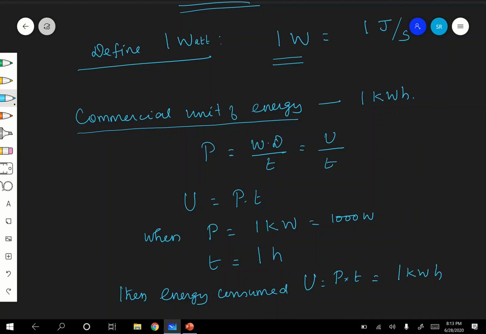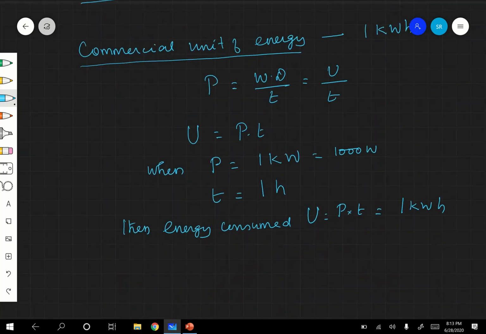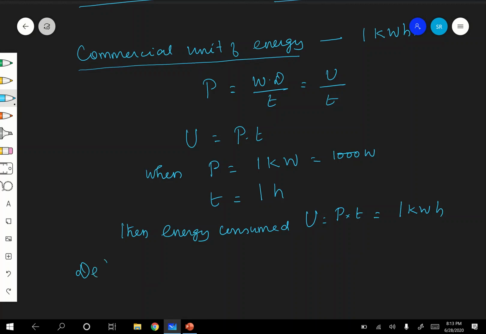Energy consumed. Okay, therefore, how to define now? I am going to define 1 kilowatt hour. What is 1 kilowatt hour? See, 1 kilowatt hour is also called 1 unit. That is very important. What is 1 unit of energy? 1 unit of energy means 1 kilowatt hour of energy. In our electric meter at our house, it measures whatever electric energy we are consuming. It is measuring only in terms of units, correct? 1 unit is nothing but 1 kilowatt hour.